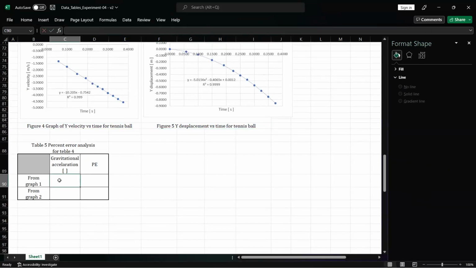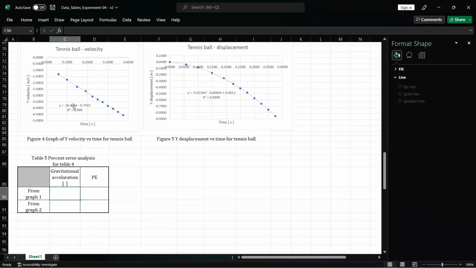The gravitational constant from graph 1 is the number in front of the x, which is the slope, negative 10.25. From the displacement graph, it is equal to 2 multiplied by negative 5.0156. Both are the same in this case. The percent error equals ABS(negative 9.81 minus the measured g) divided by ABS(negative 9.81). About 4% error for both.